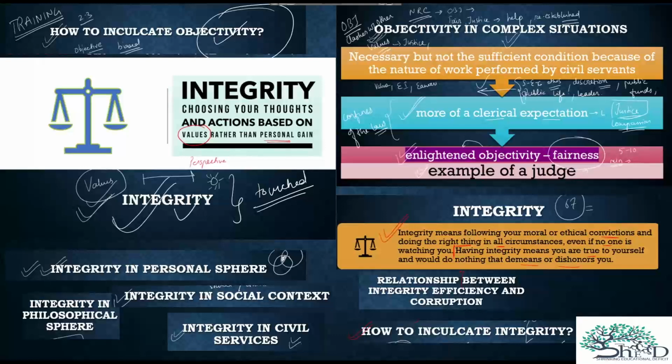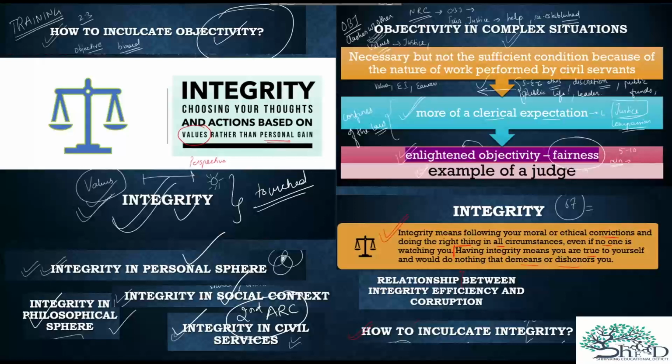We saw how integrity comes out in the personal sphere, how it comes out in the social sphere, and what it means in a philosophical way. We did not go into depth because this is not a philosophical orientation, but we needed to understand what it means. And we saw integrity in civil services by taking the data from the second ARC, a government authentic source. So what it actually means to have high integrity in civil services.